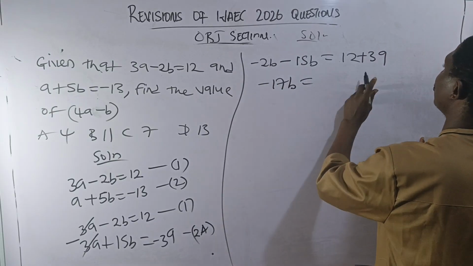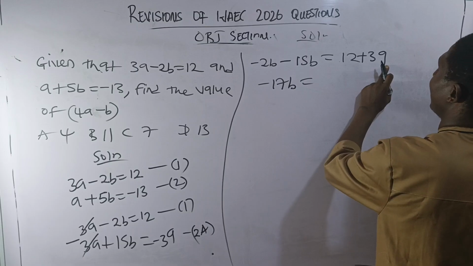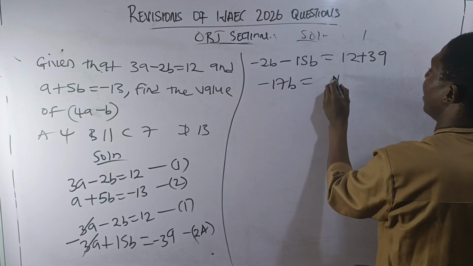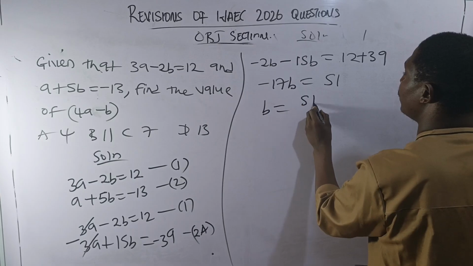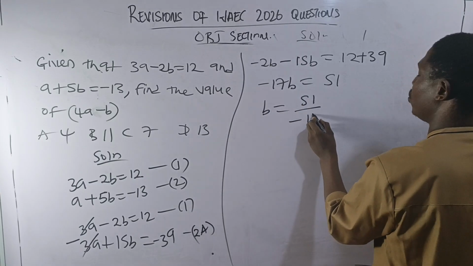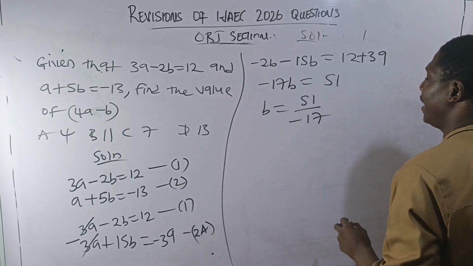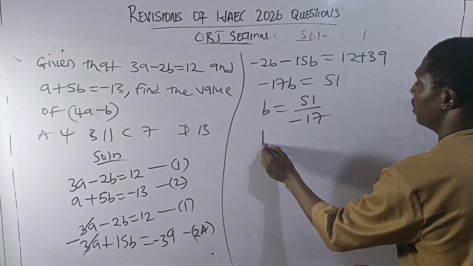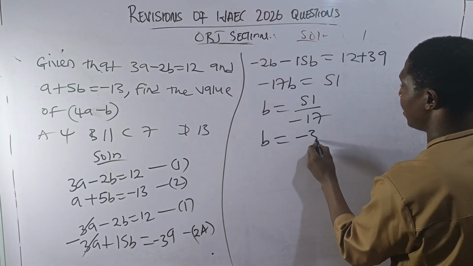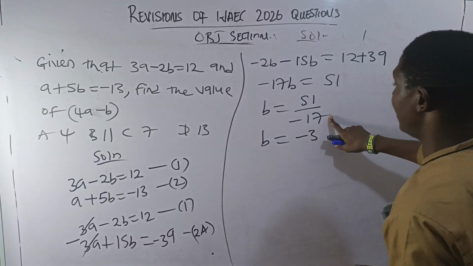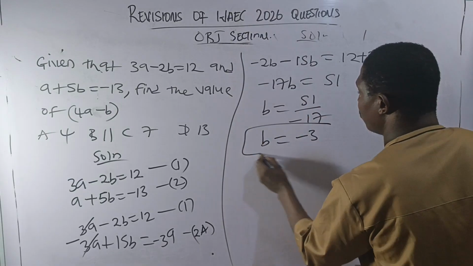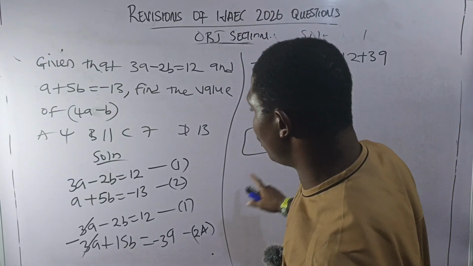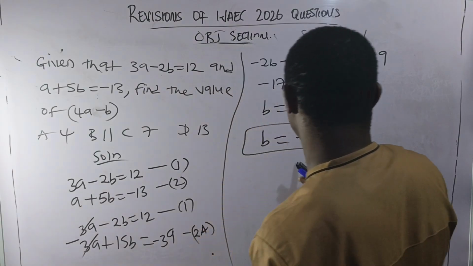So I attach my b equals to 1 plus 9 is 11, 1 carry 1, and this will give me 5. So my B will simply give me 51 all over minus 17, and that should give me 3. So B will be equals to minus 3. 3 times 7, 21, 1 carry 2, 3 times 1, 3 plus 2, so B is minus 3.